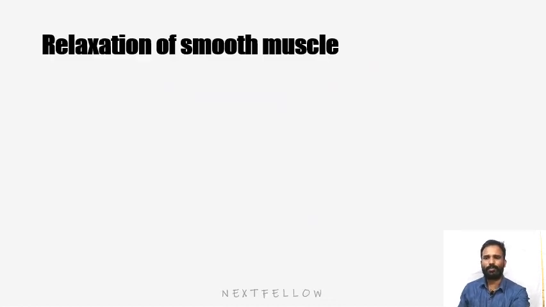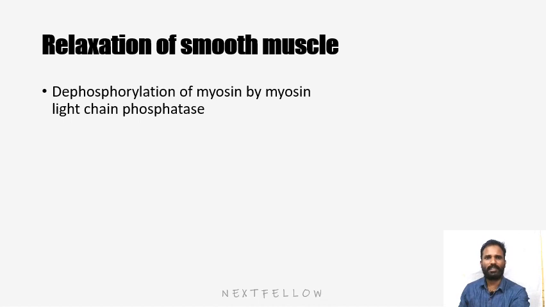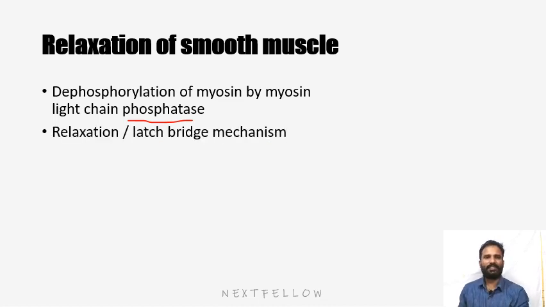Coming to the relaxation of the smooth muscle. The relaxation of the smooth muscle occurs by the dephosphorylation of myosin light chain by the enzyme myosin light chain phosphatase, and the smooth muscle doesn't go into relaxation immediately. It will be in a latch state or latch bridge mechanism. The relaxation will also occur slowly. So the contraction is slow and even the relaxation is not abrupt. It will also extend for a longer duration slowly.